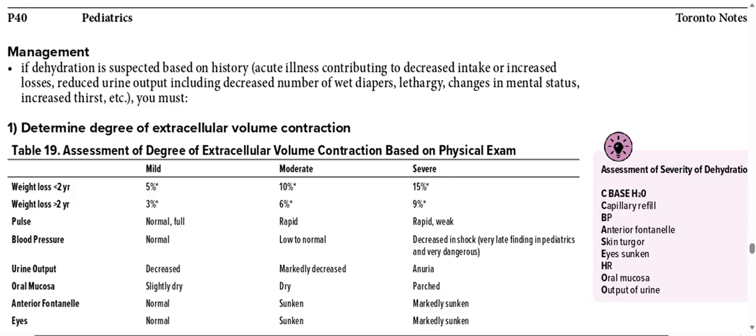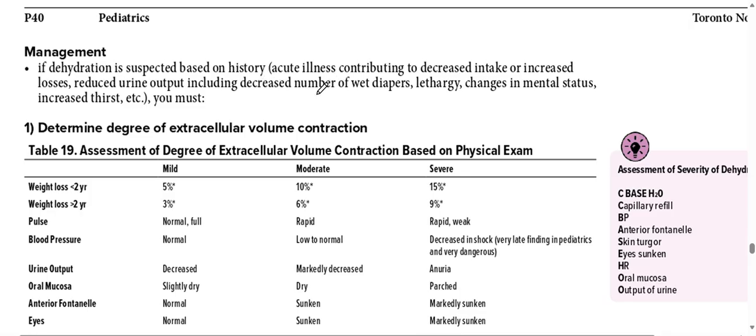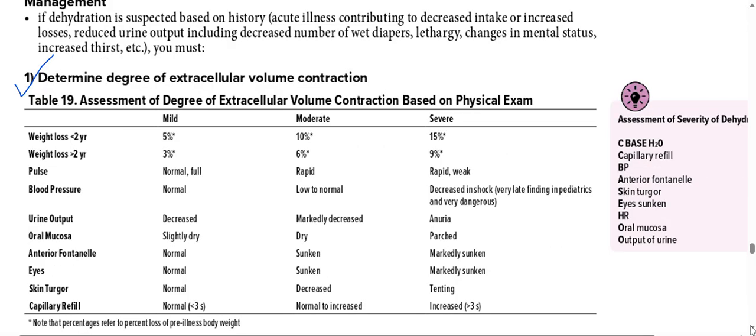Management of dehydration: if dehydration is suspected based on history, then what do we have to do? We have to determine the degree of extracellular volume contraction. So we have to assess the degree or severity of dehydration. We have to see whether it is mild, moderate, or severe. Assessment of severity of dehydration can be done by C-BASE-H2O. That is a mnemonic to remember all these things. I know it's quite a big table, but the mnemonic seems better.